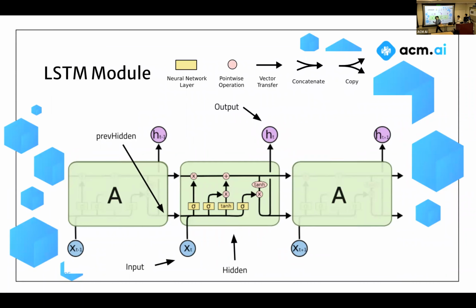So this is something called the LSTM module. And before I move on, do you guys have any questions regarding why LSTMs exist and the problem with RNNs and stuff like that? Okay, cool. So the LSTM module attempts to solve this via this general sort of architecture here.